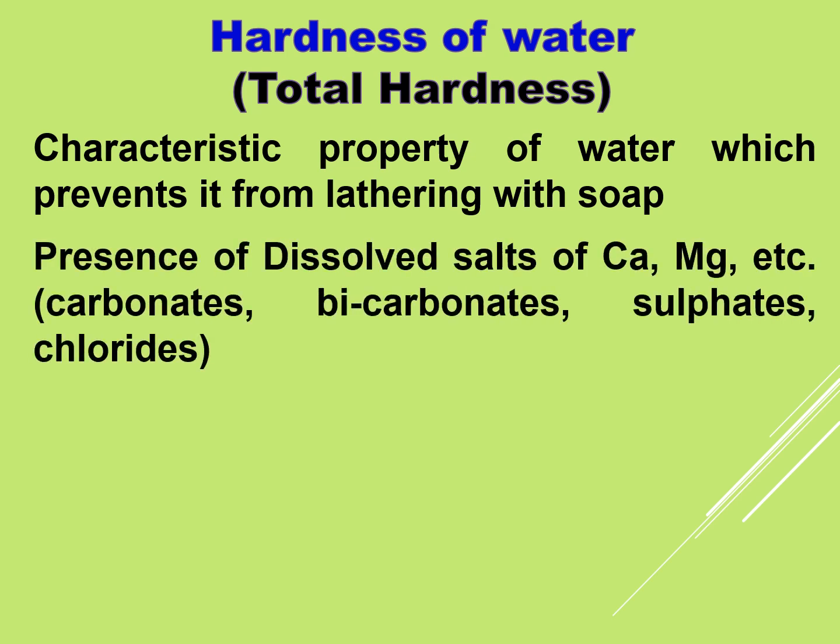Why does water show hardness? That is because of the presence of dissolved salts of calcium, magnesium, etc. So always remember, it is dissolved salt. When the salt dissolves, you will get ions. So calcium and magnesium ions will be there, and some anions will be there: carbonate, bicarbonate, sulfate, or chloride. So calcium and magnesium are the cations; carbonates, bicarbonates, sulfates, chlorides are the anions.